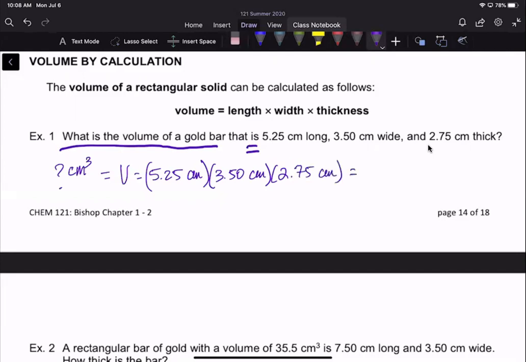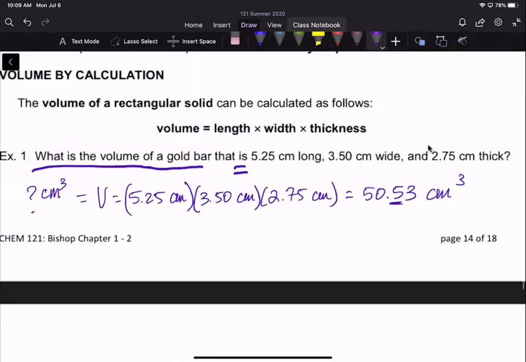So when we multiply these numbers, we'll have the units just pile up. And I get 50.53 centimeters cubed. I'm going to underline that 3rd digit as the last significant digit. And if I need to calculate a density with this, I'll keep that 0.53. But if I'm just presenting my answer, I will give a rounded answer of 50.5 centimeters cubed.